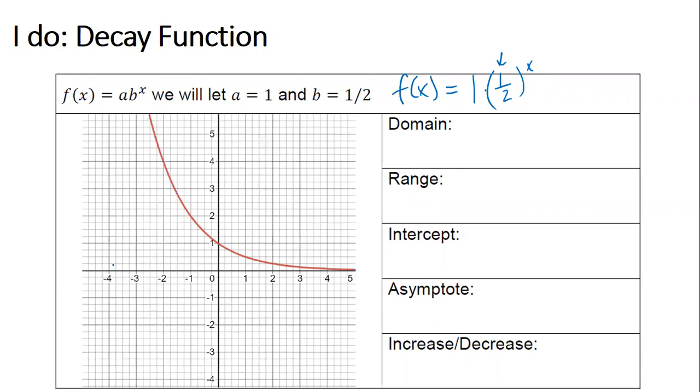But looking at its attributes, notice how it still doesn't do what? It still does not touch or cross the x-axis at y equals 0, right? We're now going to look at some of the key features here. My only intercept is right here at (0, 1). I have a key point right here at (-1, 2), and I have one right here at (1, 1/2).